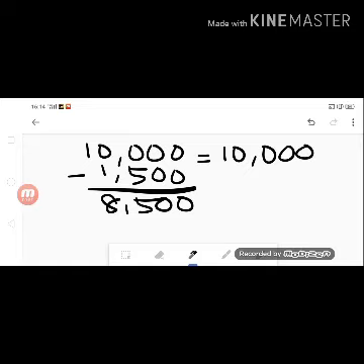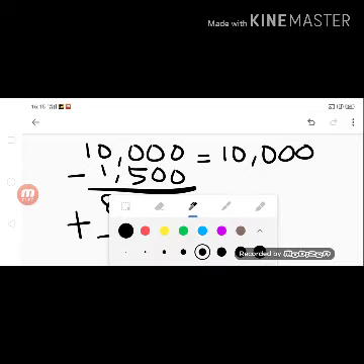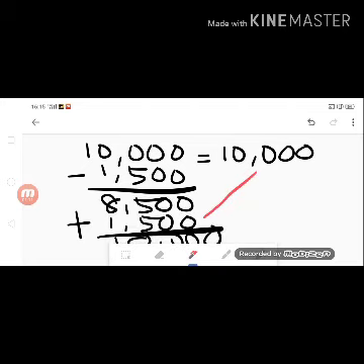But at the same time, our asset is also increased by 1,500 in the form of the printer. So now our balance is still 10,000. If you look at this, this is still balanced both ways. This is our first scenario.